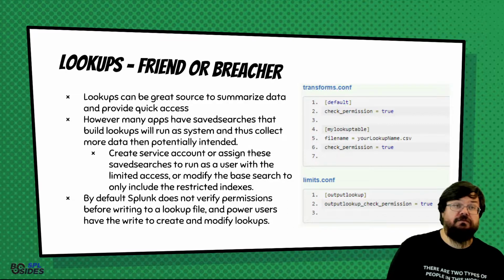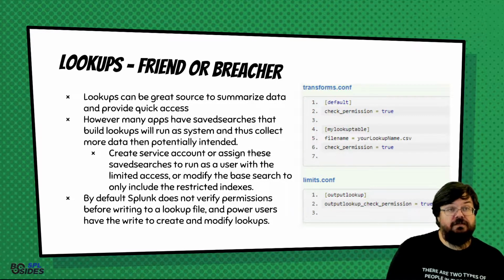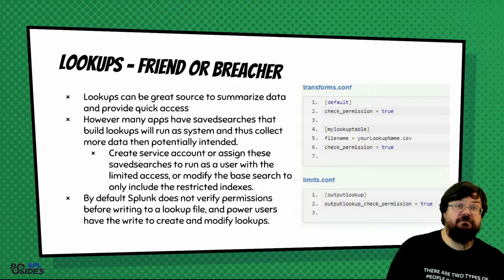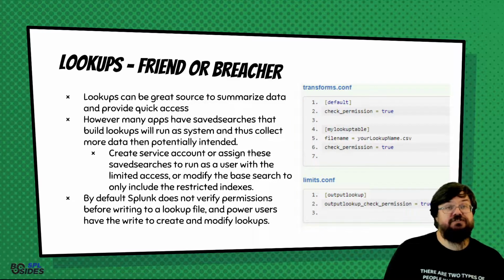Additionally, by default, Splunk does not verify permissions about writing a lookup. If you have a power user that has the ability to write or create lookups, they have the ability to edit or output the lookup. That, however, can be changed. There are two settings that are required to change that. One is in the limits.conf, where you can set the output permissions to check permissions. And then additionally, you need to set it on every lookup to also check the permission. So once you set both of those, your lookups will properly verify that a user has write permission to the lookup before they allow them to write.